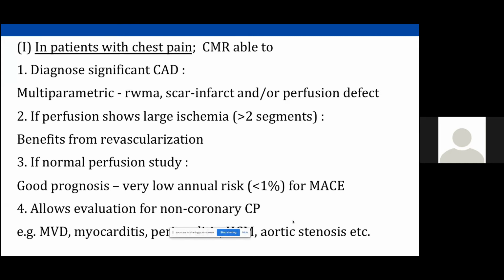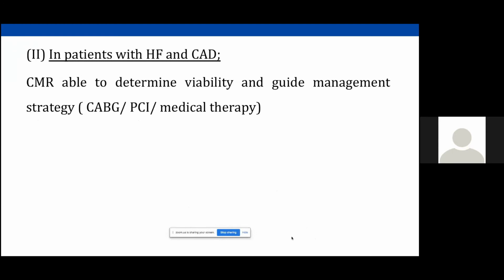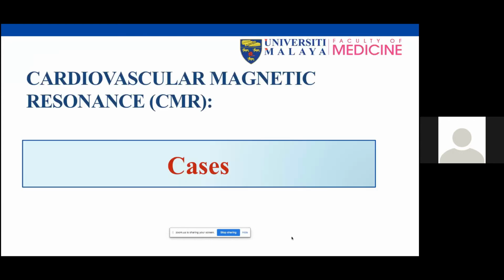Sometimes it also allows evaluation for non-coronary cardiac chest pain, such as microvascular disease, pericarditis, hypertrophic cardiomyopathy, and also aortic stenosis. Secondly, in patients with heart failure and coronary artery disease, MR is able to determine viability and guide management strategy. Okay, so we should go and see some cases.